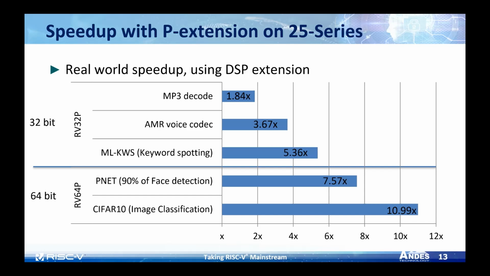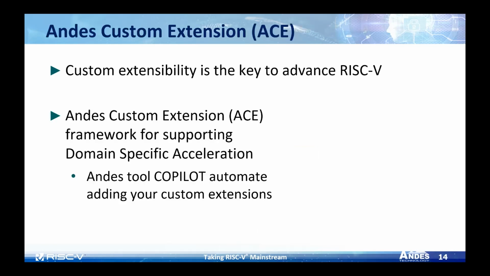If you're looking for a 64-bit system and you go for a face detection, you still can speed this up by 7.5 times. And if you're looking for a CIFAR-10 image classification, where you get an image input and you need to detect 10 different categories like dog, horse, car, then you can speed this still up by 11 times. So we think at Andes that the DSP, or the P extension, how it's called in RISC-V, is really a big benefit for low power applications.